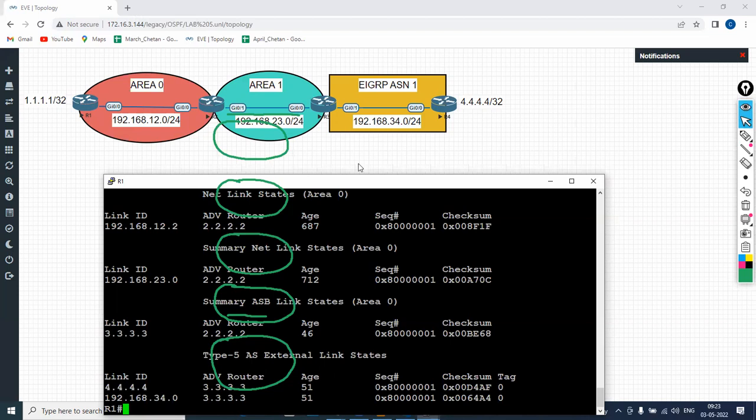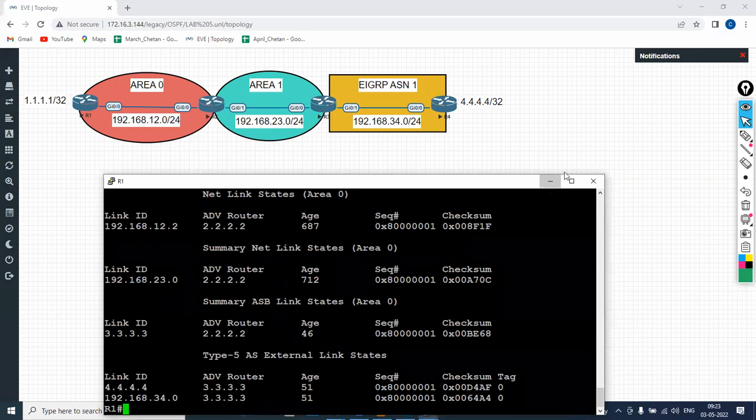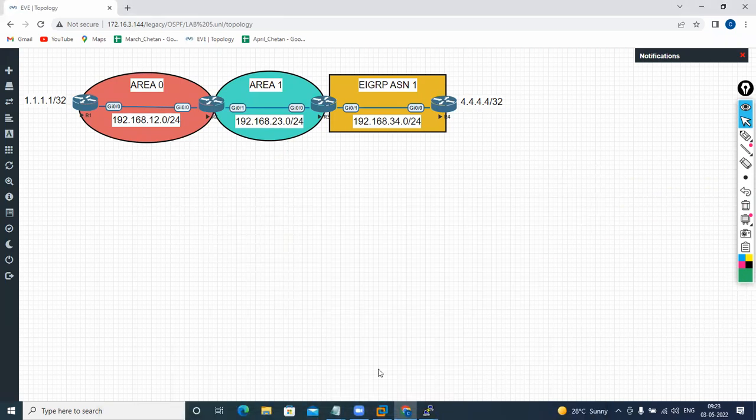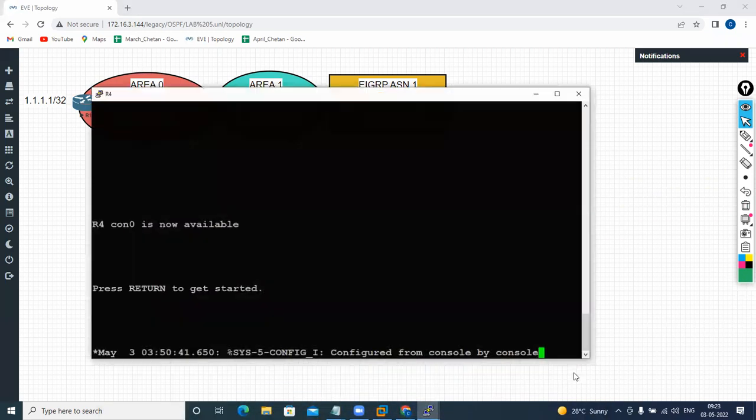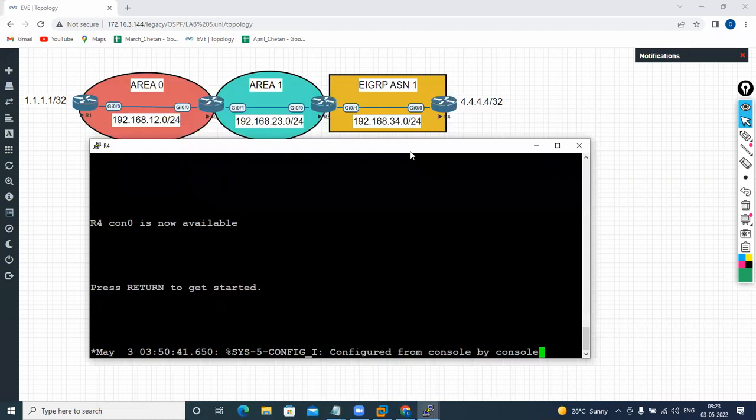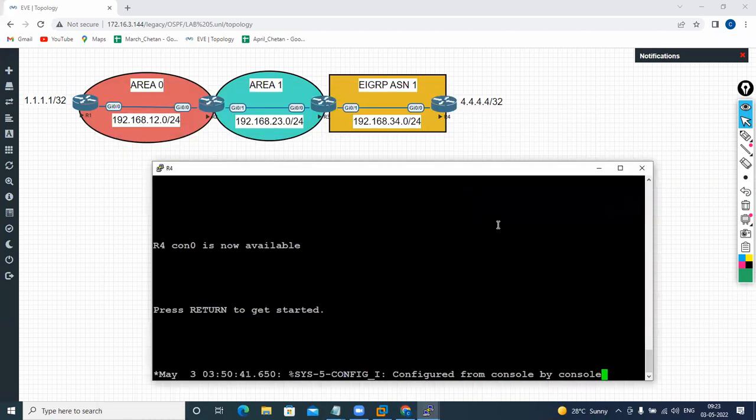So any doubts? Till here, you can ask. Sorry, you mentioned there is another OSPF version. Version 3, that is for IPv6.